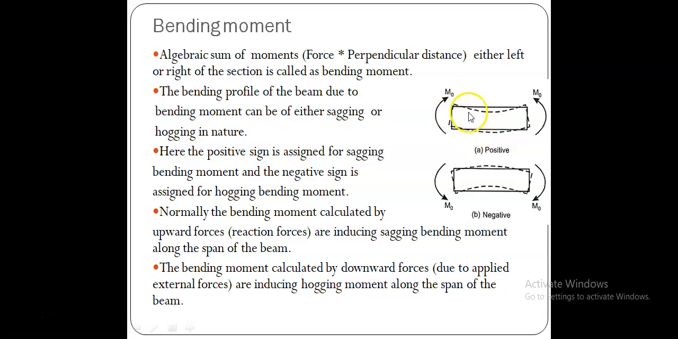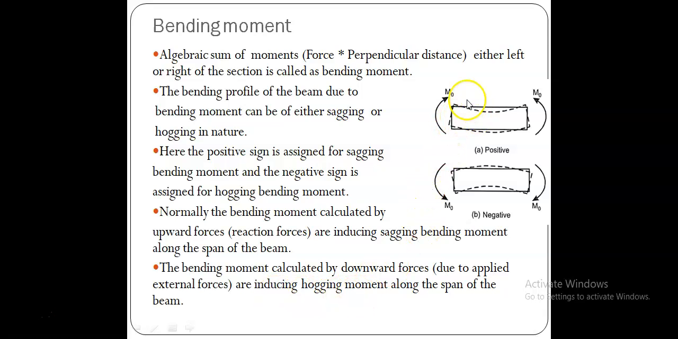Suppose I choose this section to find the bending moment. In between this end support and this section, if the beam carries some downward forces, I can also include the moments due to these downward forces. These downward forces into distance are used to calculate the bending moment at this section. This downward force into distance produces the hogging moment, and therefore I put the sign minus.